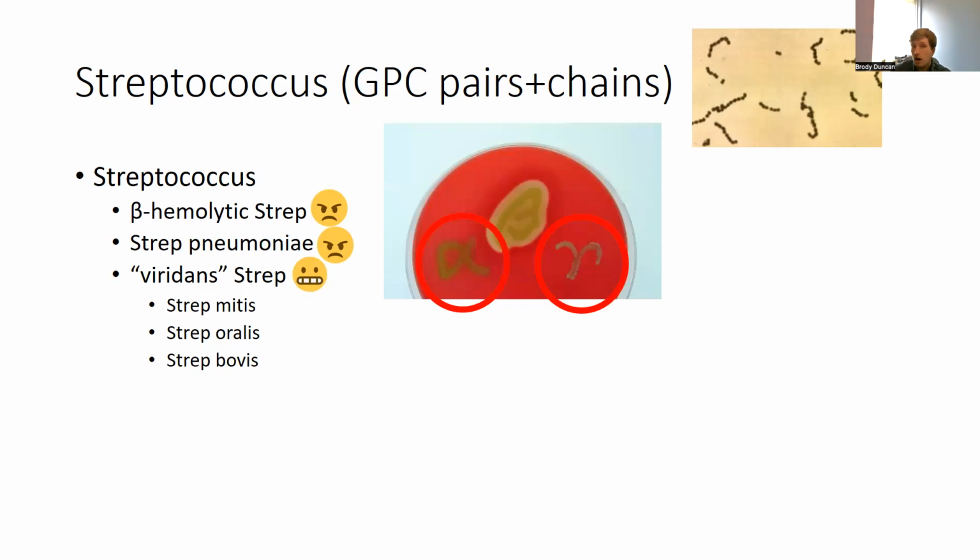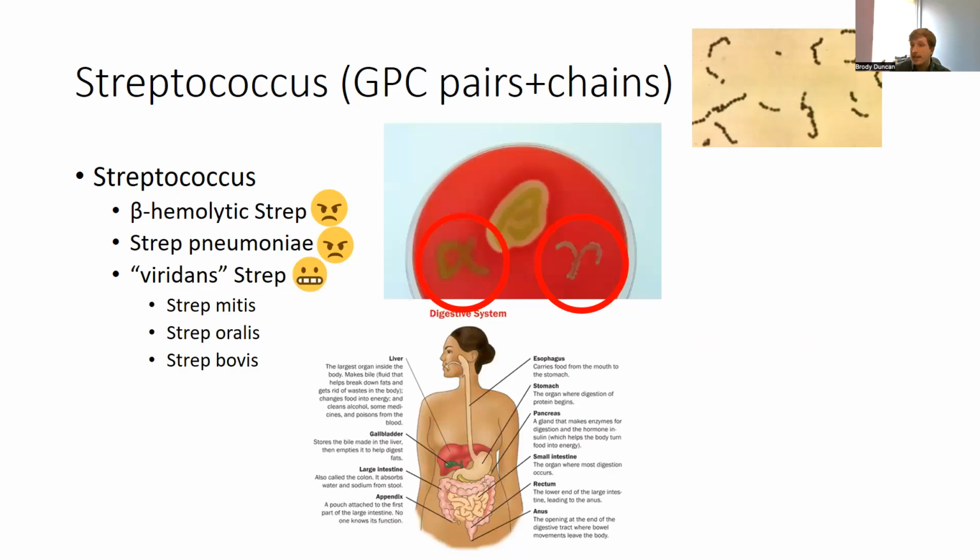These ones are often alpha hemolytic. That's where the name viridans comes from, because viridans is like green and alpha hemolysis causes that greening. But some of them are gamma hemolytic as well. So it's really just kind of a historical thing that we call them viridans strep. Usually they live in the digestive system. So it's common to find them as contaminants for specimens that have been in the mouth, in the esophagus, in the intestinal tract. You do also find them sometimes on the skin and also in the genital tract.